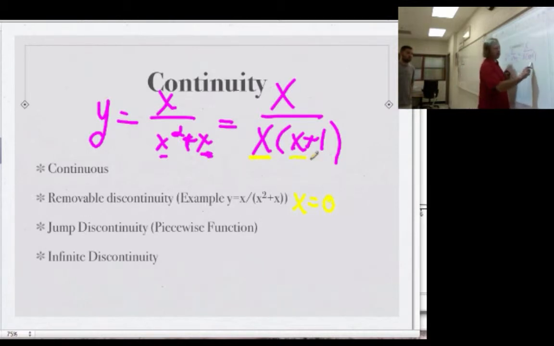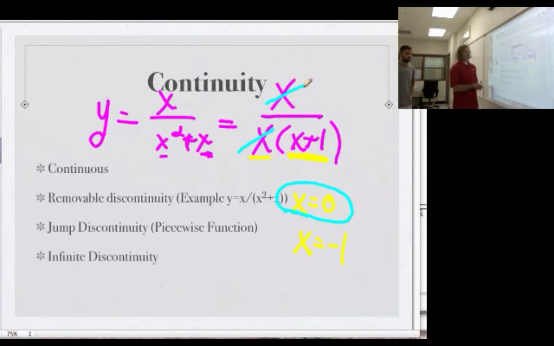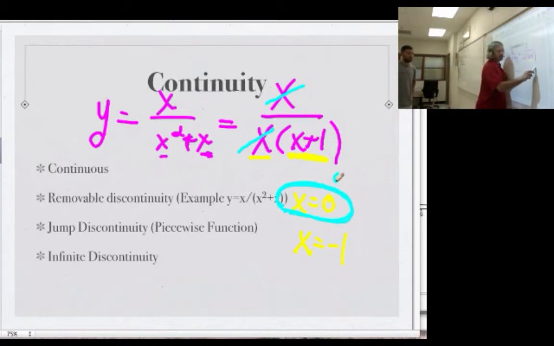And another one is when x plus 1 equals 0. Well, what number do you have to put in for x to make this set of parentheses 0? Well, if x was negative 1, we'd have a problem. Negative 1 plus 1 is 0. So x equals negative 1, we have an issue there too. I'm going to make the conjecture that this one is removable because you can cancel those 2 x's out. So you can remove it. So really, your graph at x equals 0 is going to have a little hole in it.